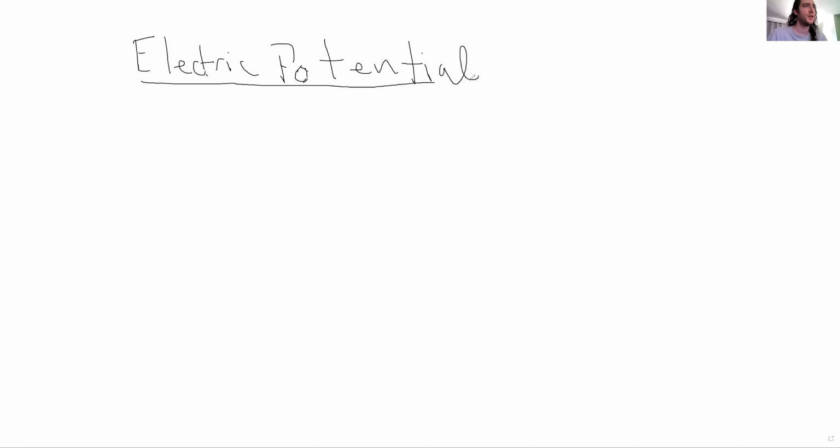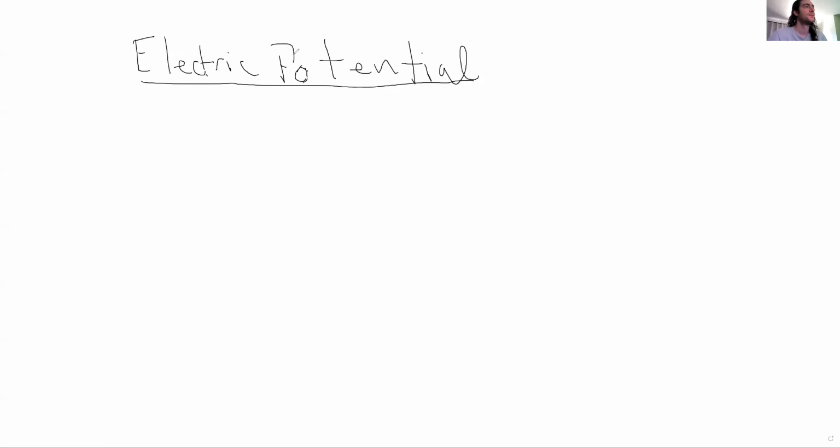Okay, so electric potential. What we're going to see is that this is quite a bit like potential energy, but not quite. We'll try and draw a few parallels to what we've seen already with gravity. But this concept is going to be important for us moving into the subsequent chapters on circuits and so forth.